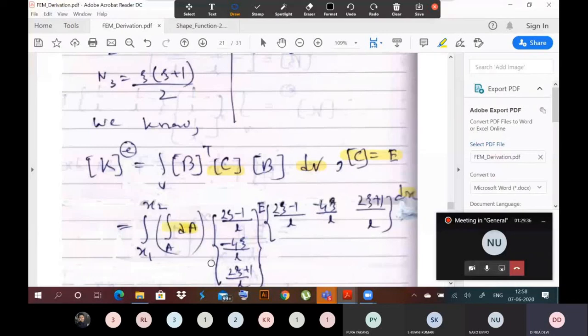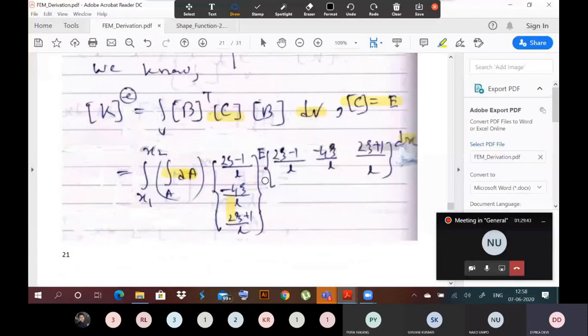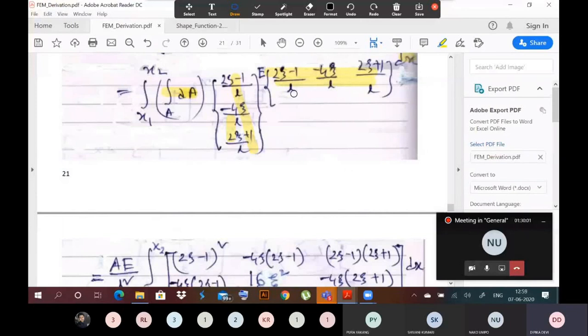So this is your 3 by 1 and this is 1 by 3. So 3 by 1 into 1 by 3 will give you a matrix whose size will be 3 by 3. AE by L square I have taken out, because everywhere we have L into L, so we get an L square term. Then I have done the multiplication. After multiplication we will get a 3 by 3 matrix. So we have to do the integration over x1 to x2 dx for each and every entry in this matrix.